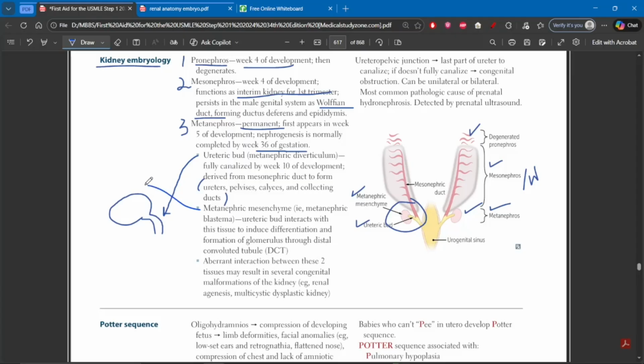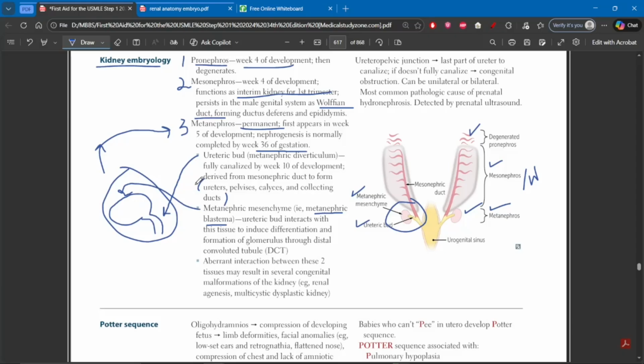Now the metanephric mesenchyme is also known as the metanephric blastema. So these are different names for one and the same thing. All of these structures together are known as the metanephros. So it consists of two main structures: the ureteric bud, or the metanephric diverticulum, and the metanephric mesenchyme, or the metanephric blastema.